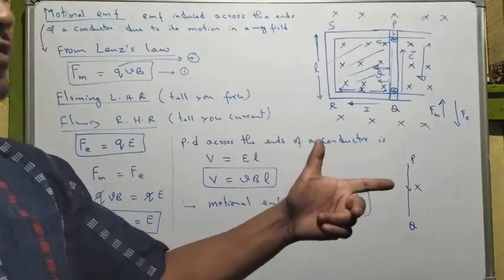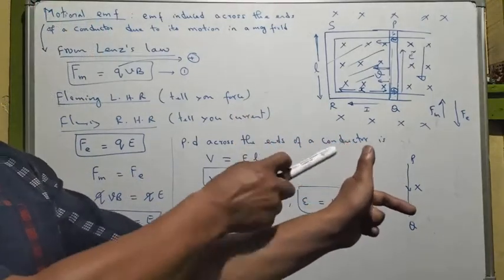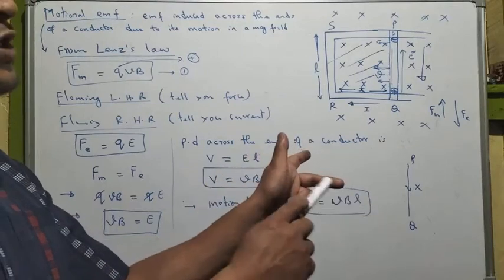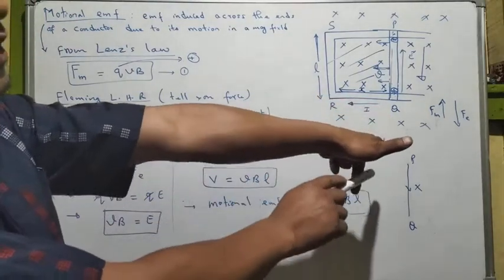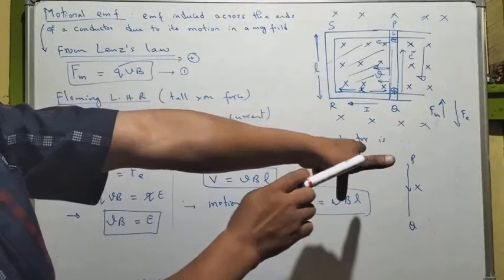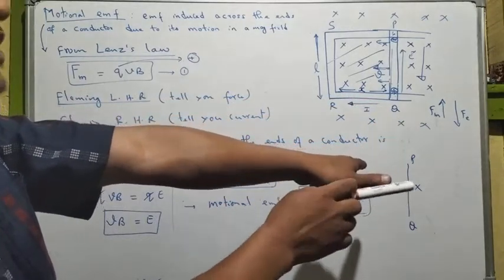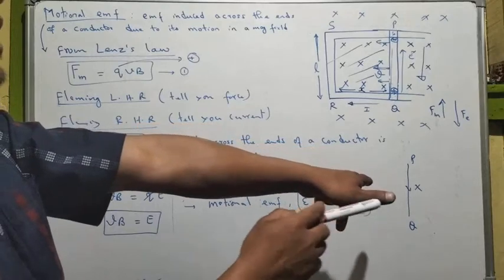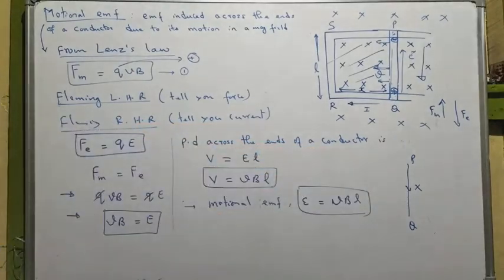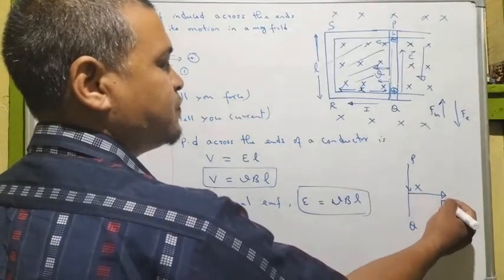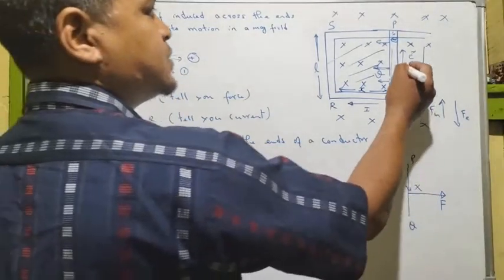So again, using Fleming's left hand rule, four fingers are the direction of the magnetic field, central finger is the direction of the current, and the thumb is the direction of the magnetic force which is experienced by a current carrying conductor. Therefore, this conductor PQ will experience a force F in this direction.